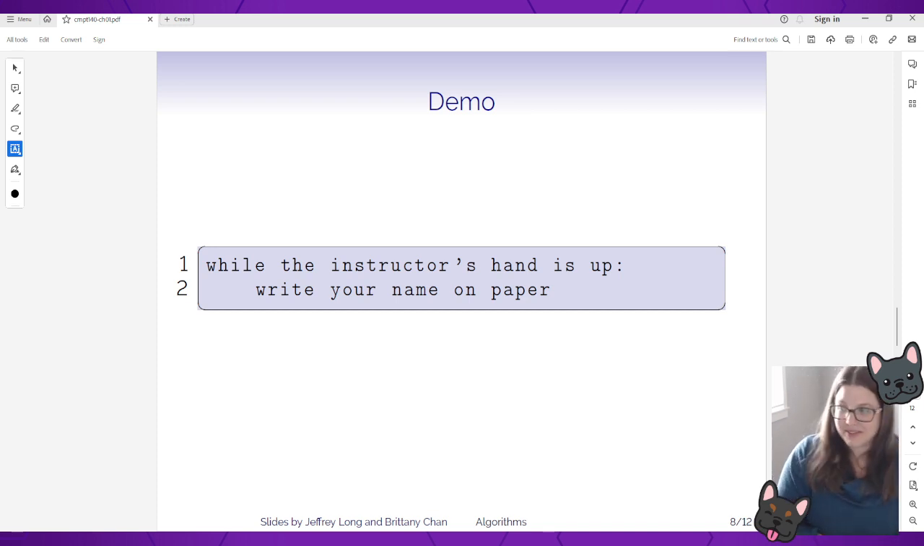So here's an example. I want you to get out a WordPad or some sort of text editor on your computer, and we're going to follow this algorithm. It's a very simple algorithm. All it's saying is that you need to watch me, and while the instructor's hand is up, you will write your name on a piece of paper. Okay? We're going to try this once or twice, and then I have a question for you after. Are we ready? 3, 2, 1. Let's go.